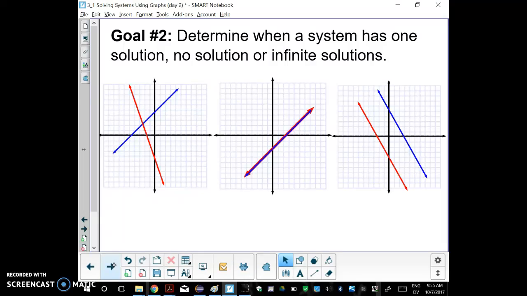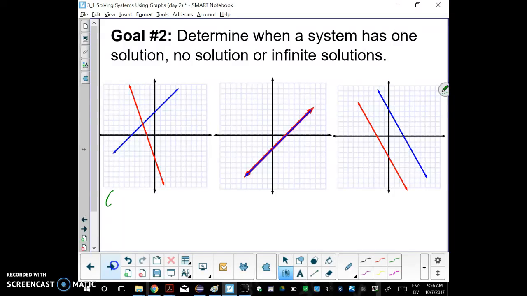In notes, if you want to title a new note page, goal today is to determine when a system has one solution, no solutions, or infinite solutions. All right, so once you have that goal down, write down these three pictures, and then we're going to label some notes beneath them. So pause the video, draw these three graphs quick.